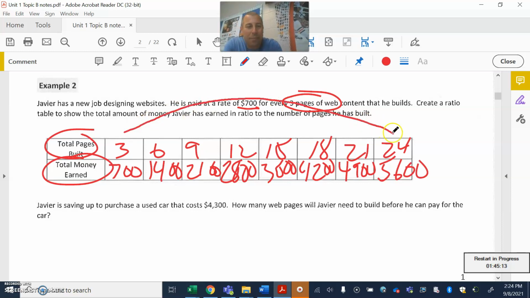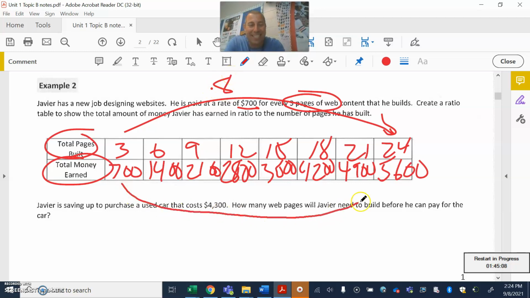What do you multiply 3 by to get to 24? Well, you multiply by 8. Guess what 700 times 8 is? 5,600. Yes, it is. So the idea of the table now is we can use it if we're trying to figure things out. So if Javier's saving up to purchase a used car that costs $4,300, how many web pages is he going to need? Well, if he gets to 4,200, that's not enough. So he's got to go beyond that. Oh, he's going to need to build the 21 pages.